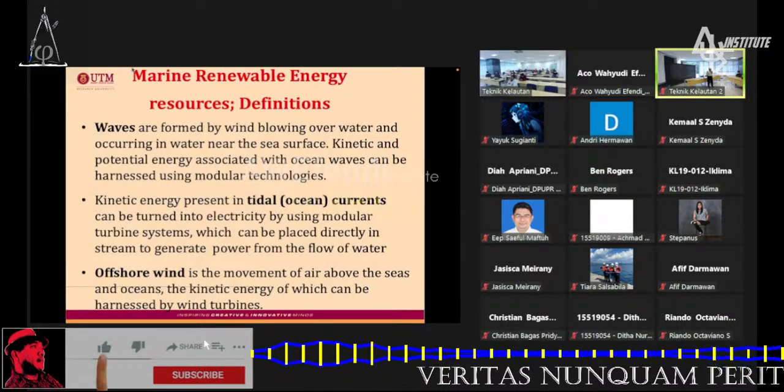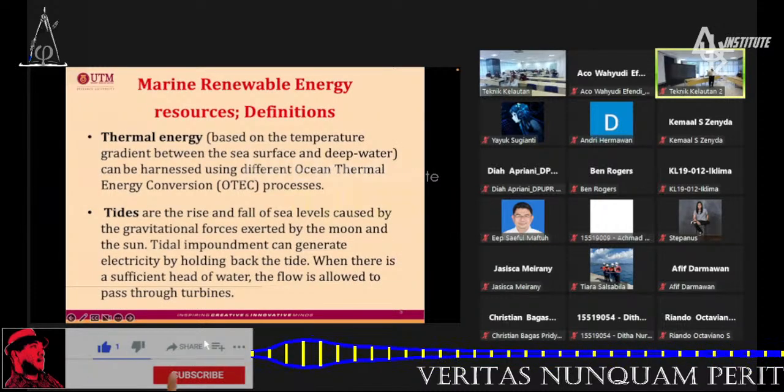So we can have energy from wave, but the only problem is that in Malaysia the wave is small, you know? So we still have to do some kind of design to capture it. Also, from my presentation, I'll focus more on the tidal current. Offshore wind, there is already a well established offshore wind. So thermal energy, you know.